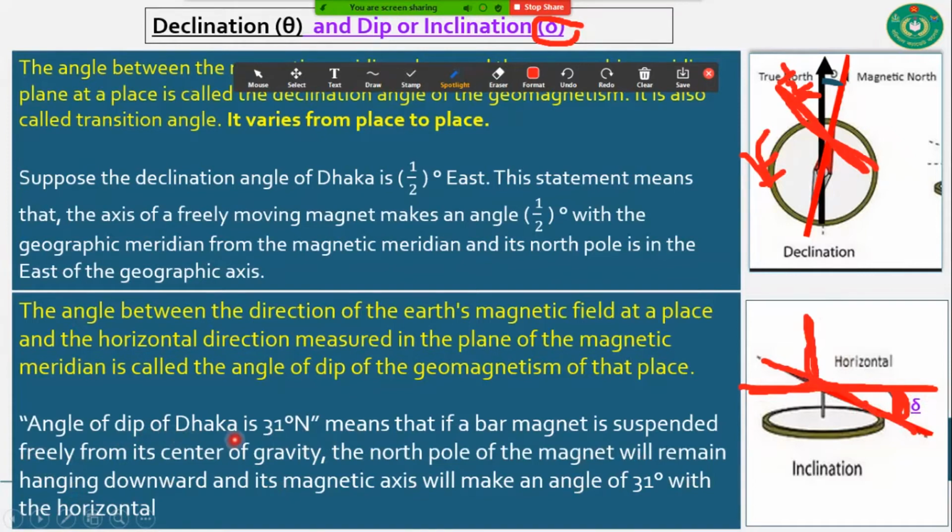Angle of dip of Dhaka is 31 degrees north means that if a bar magnet is suspended freely from its center of gravity, the north pole of the magnet will remain hanging downwards and its magnetic axis will make an angle of 30 degrees with the horizontal. So it is very much clear to us that this pole is the north pole of this bar magnet, and this pole is the south pole of this bar magnet, and the north pole will make a 30 degree angle with the horizontal.